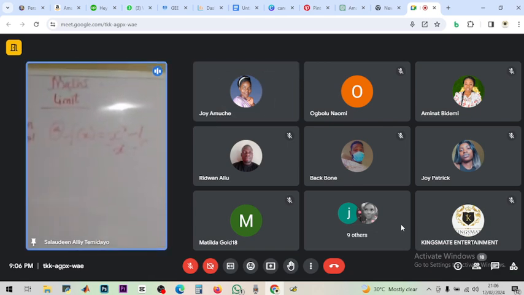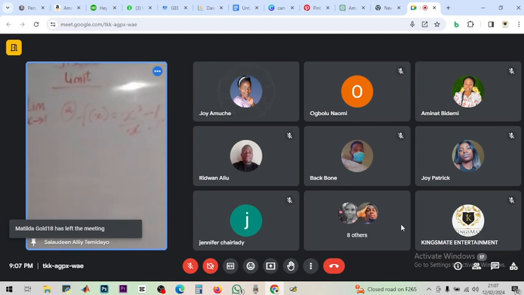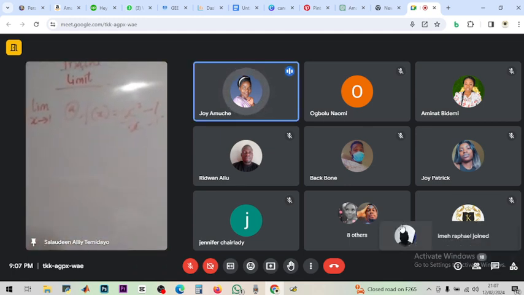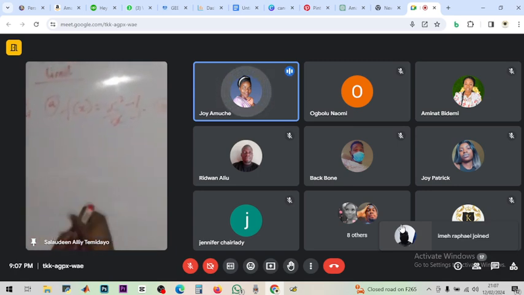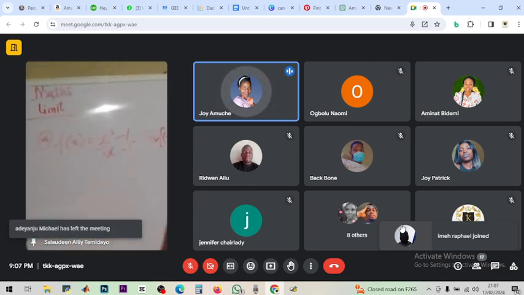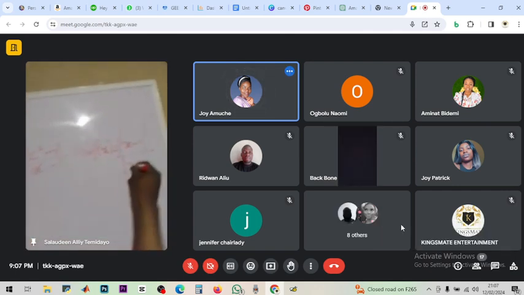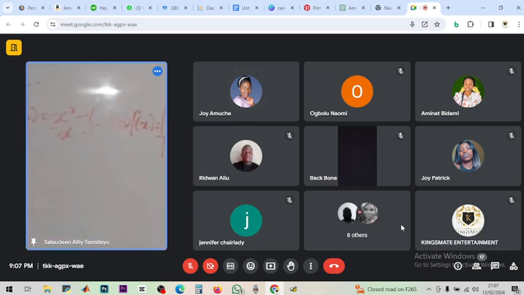Now let's listen very well. Part B: f of x is equal to modulus of x minus 1 over modulus of x minus 1. Shall we work with that? Let's work with this first for now.